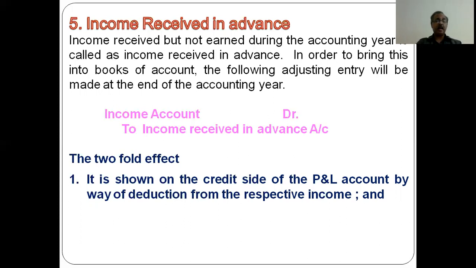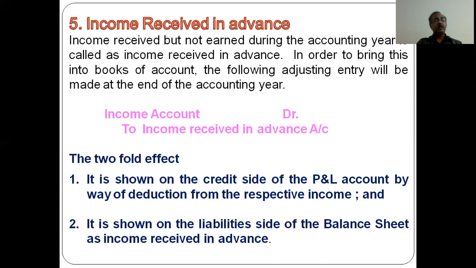And second effect is that actually we are not supposed to receive this amount during this year, but we received in advance. Actually, we are expecting this amount during the next year, but received in advance. So that is why it is a liability. So we can say income received in advance will be showing on the liability side of the balance sheet because it is received in advance. If there is any contingency, we are required to return this amount, because it is not earned. So that is why it is a liability. So the twofold effect is that credit side of the P&L account, deduct it from the respective income, and it's a liability, so it will be showing on the liability side of the balance sheet.